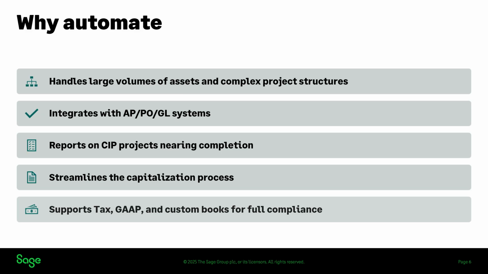Why automate it? Well, if you haven't understood already, again, it handles large volumes of assets and complex project structures. So meaning that it keeps those templates, it keeps the standardization, right? When you automate the APPO imports, it also handles that volume quite largely. In most systems, and as well as the Sage CIP system, you can import that data across all projects at once. So you're not importing one project at a time. You can import across all the projects at once.